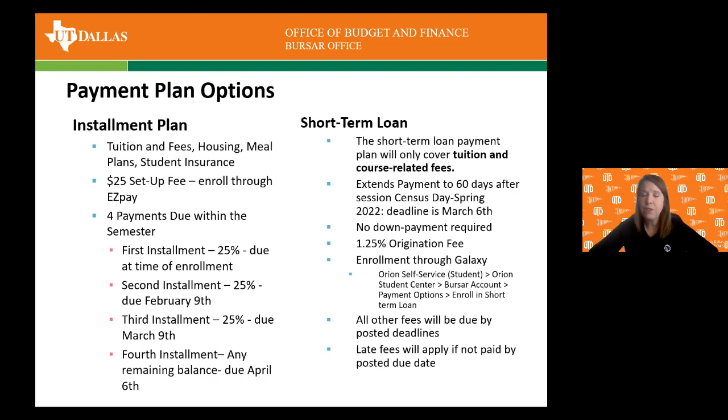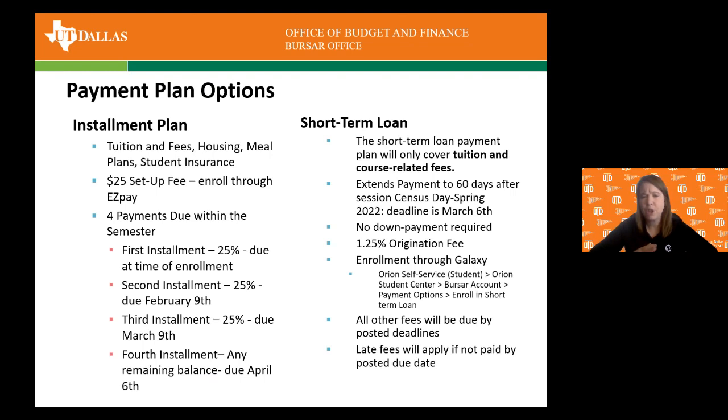If you are receiving a private loan, that's going to go through our financial aid office, and sometimes that's not available by our payment deadline, depending on how long it takes for the lender to get the loan to the university. So a lot of times the students end up having to take out the short-term loan just to wait for their loan money to come in.